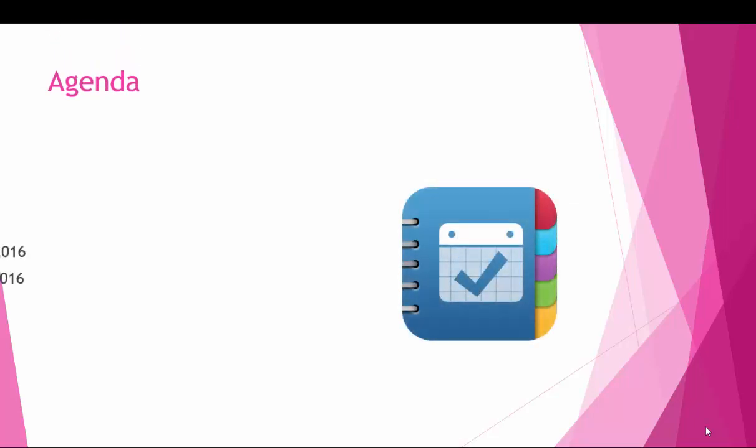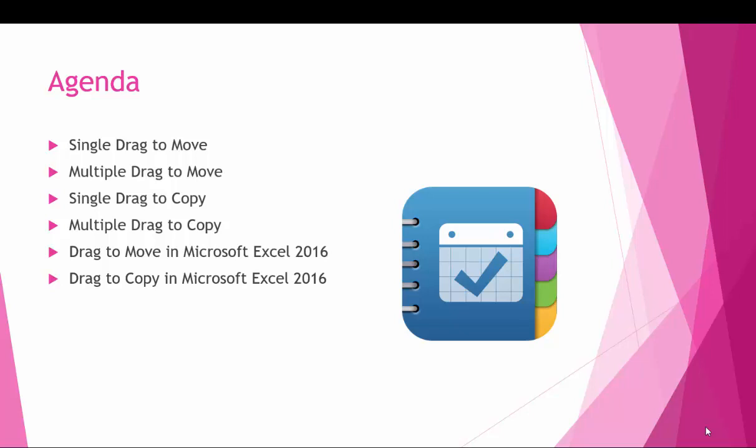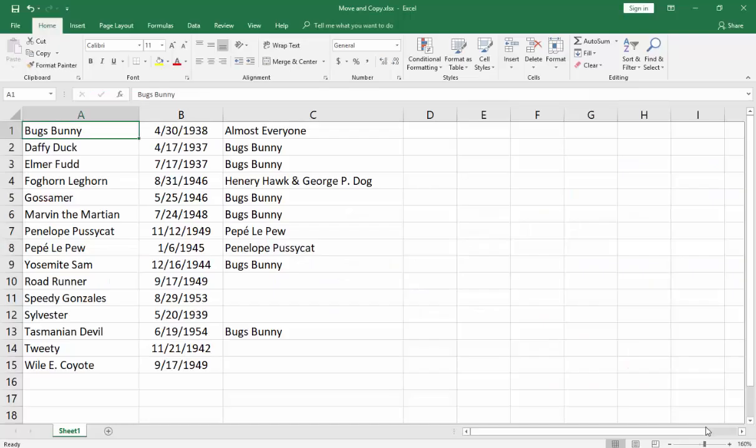The agenda for this tip and trick is we'll learn to drag a single cell to move it. We'll be able to drag multiple cells to move them. We can copy a single cell by dragging. We can copy a range of cells by dragging. And even if that's old hat, you might find something new in dragging to move in Excel 2016 and dragging to copy in Microsoft 2016. So let's switch over to Excel.